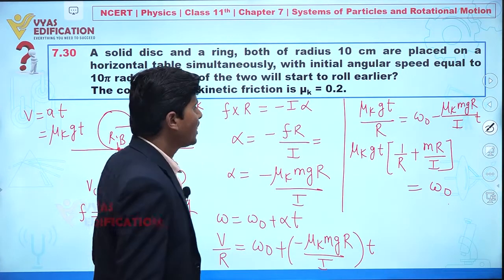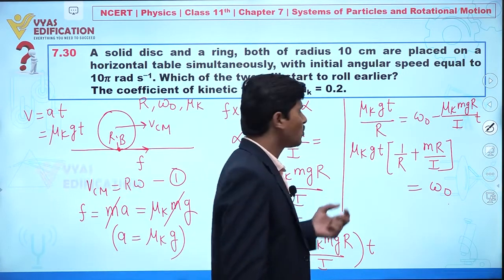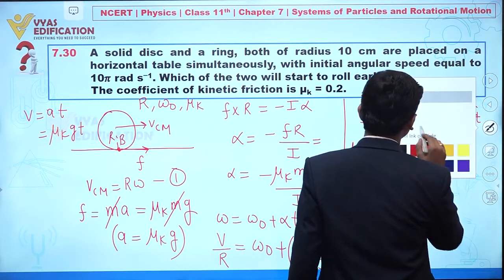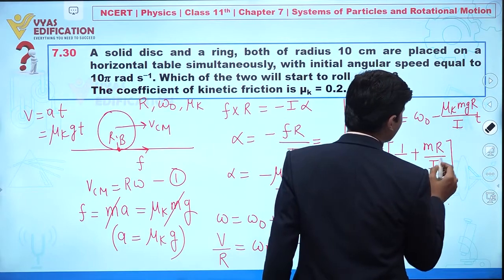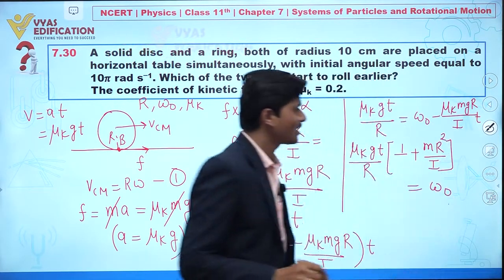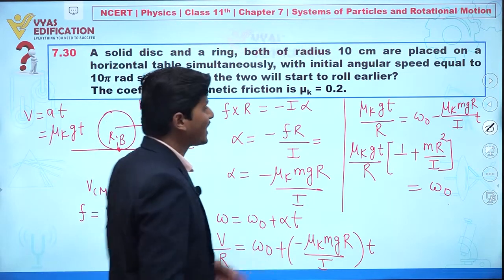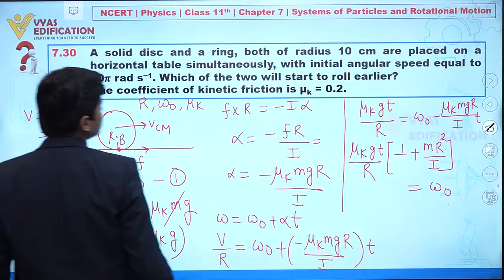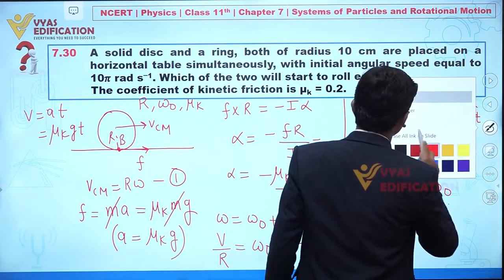So if I take R common here, I can write this value R, and from here we can say this R is here, and we can also write here R square. Clear to you? So from here can we find the value of t? Yes, definitely. So how can we write the value of t?